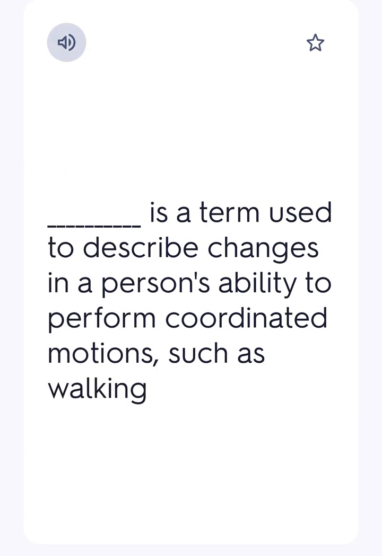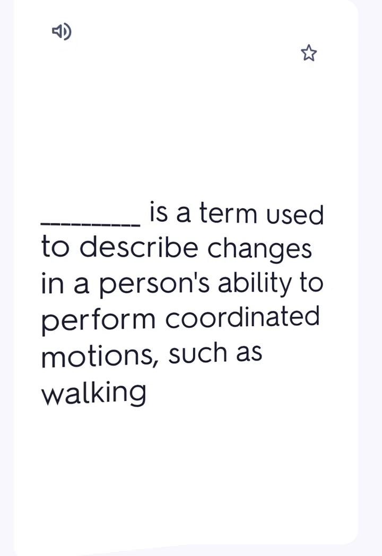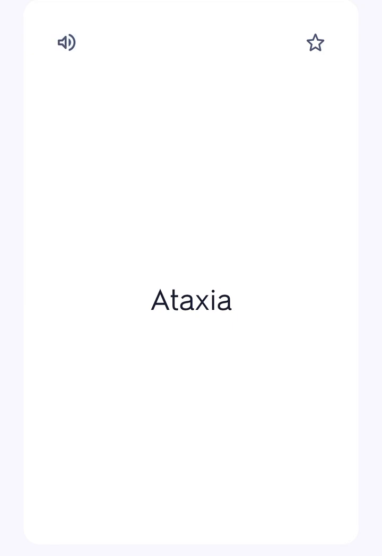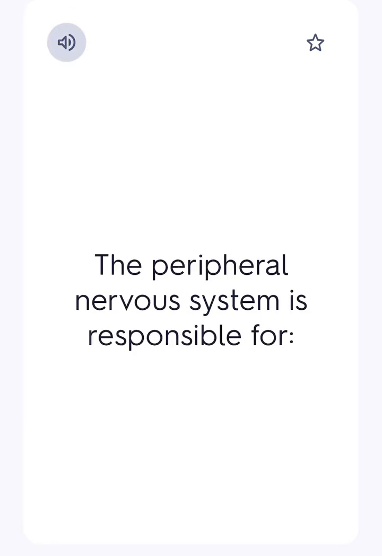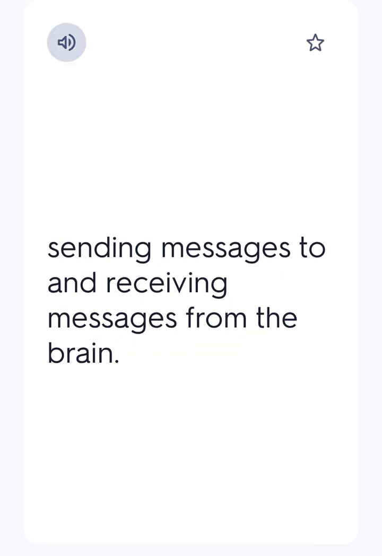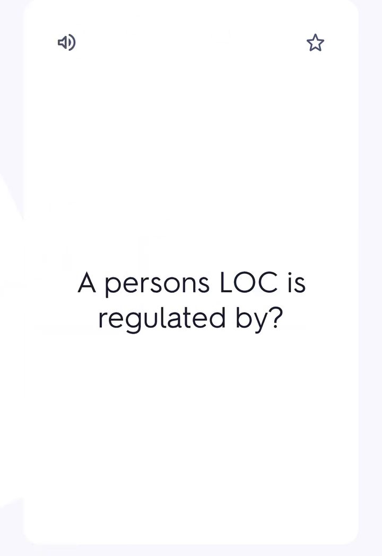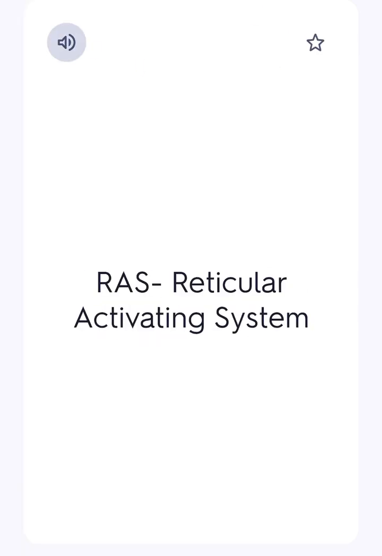Blank is a term used to describe changes in a person's ability to perform coordinated motions, such as walking. Ataxia. The peripheral nervous system is responsible for sending messages to and receiving messages from the brain. A person's LOC is regulated by the reticular activating system.